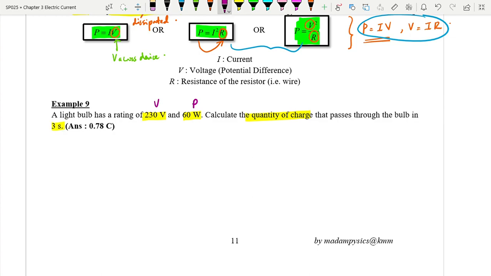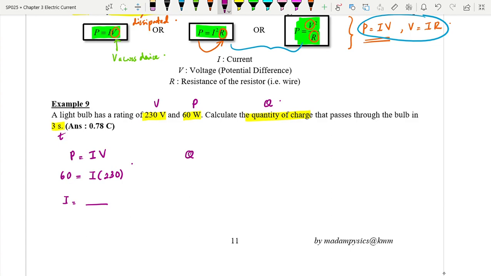So that is time. Dia minta charge. Okay, dia bukan minta number of charge. Dia minta the quantity of charge. Bukan dia minta number of electron, tetapi quantity of charge. Okay, so dia minta Q sebenarnya. So basically, daripada famous formula of power, P equals to IV, you can actually figure out what is the current flow. Okay, by substituting the power value and the voltage value. So from here, you can calculate the current.